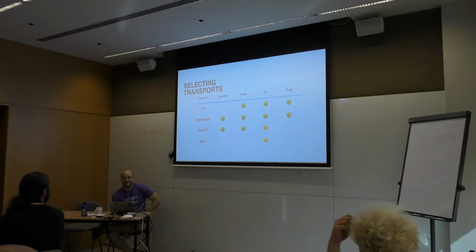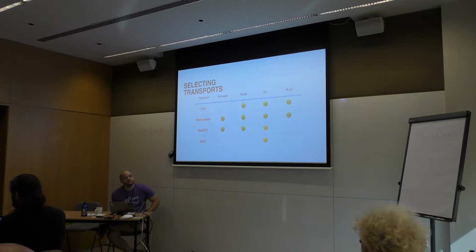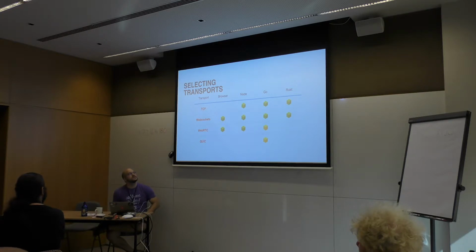WebRTC is getting an implementation in Go. I don't believe it's quite there yet. And that's nice because WebRTC has some built-in NAT traversal techniques. So once we get that, that will help a lot with network connectivity. And then QUIC has a working implementation in Go, but the QUIC spec's not complete yet. So we're not going to see a lot of the other implementations until that's done. Although I believe there is a JS version in progress for QUIC.